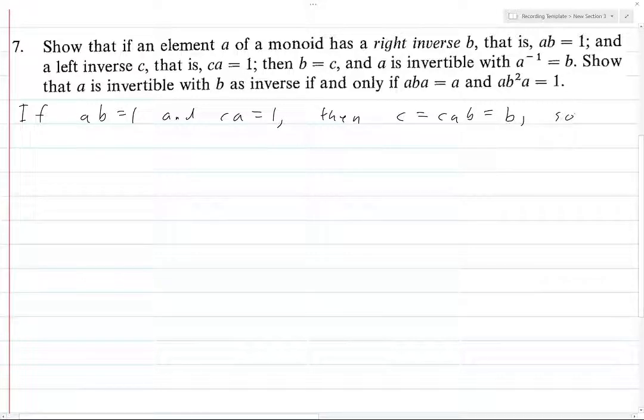So AB equals 1, which is also equal to BA, because this is CA, which is equal to BA. So AB equals 1 equals BA means precisely that A inverse equals B. I don't need to say A is invertible in M with inverse B. I'm just going to write A inverse equals B to mean that A inverse exists and it is B.